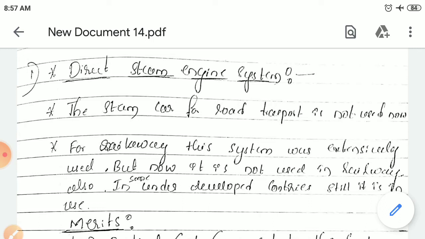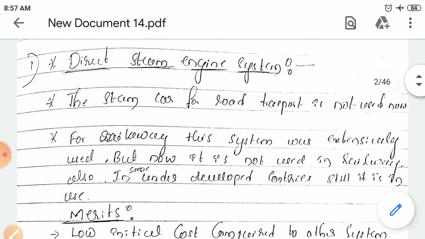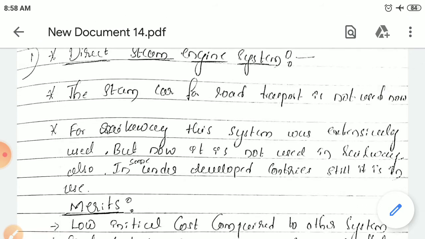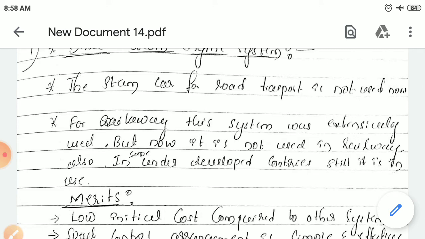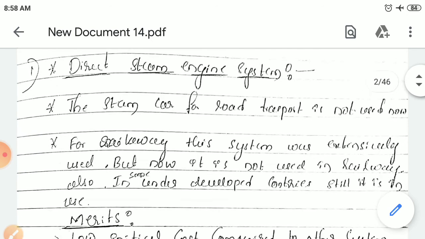In steam cars, usage is very little, but in railway transportation, this direct steam engine system means you burn the charcoal, boil the water, get the steam and run the turbine, which runs the motors. That was very common in earlier days. In the railways it was very extensively used, and all the railways were running on steam engines only, but now they are not using them. In some underdeveloped countries they still use steam based traction systems. I think you have visualized what exactly a steam engine system is. Around 40, 50 years back, even Indian railways used this direct steam engine type of system.